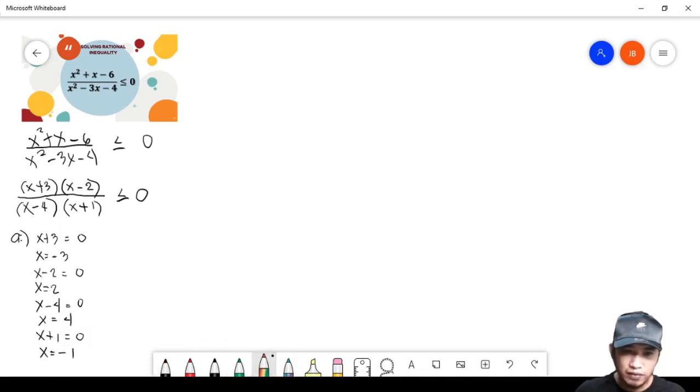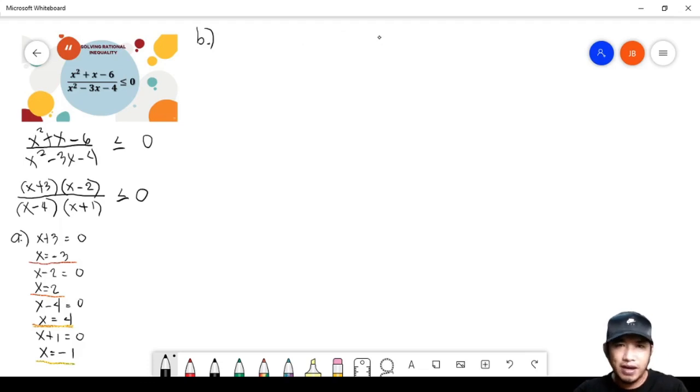So we have the 4 values of x. X is equal to negative 3, x is equal to positive 2, x is equal to positive 4, and then x is equal to negative 1. Okay, so ano na next na gagawin natin? Okay, we will plot it. Letter B, we will plot it in a line, interval line.